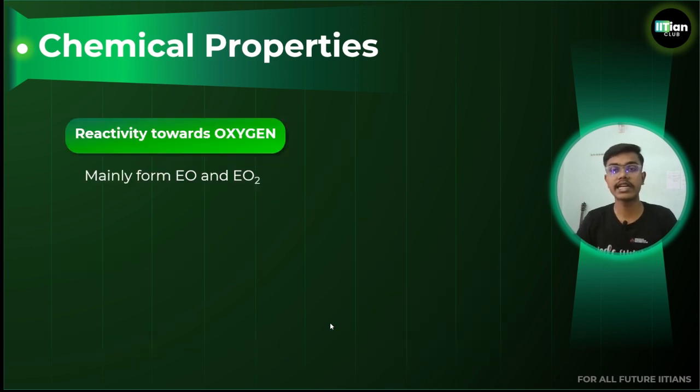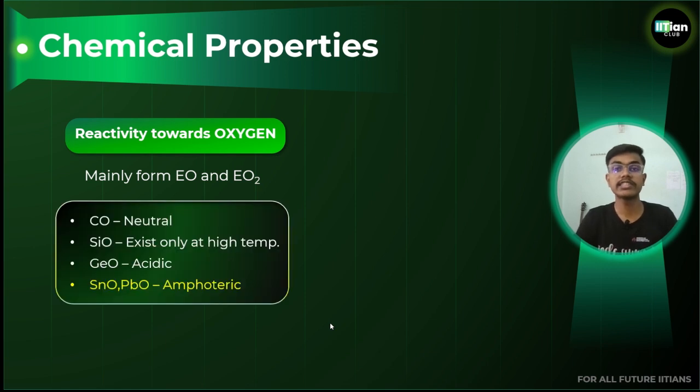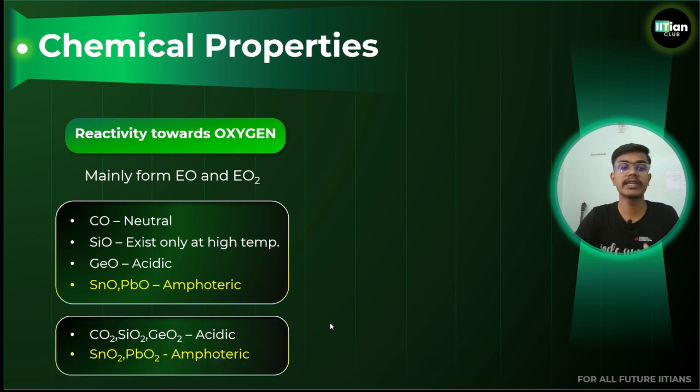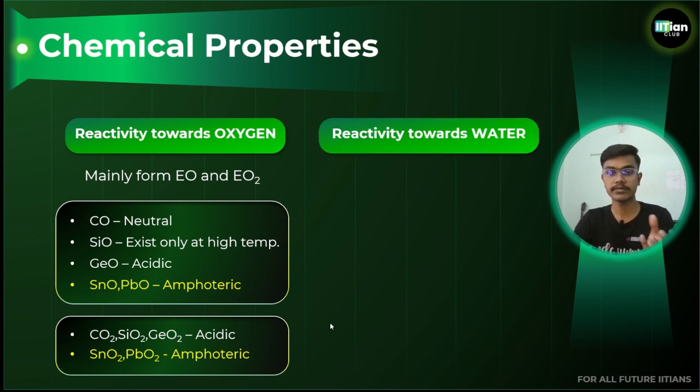Next, we see the reactivity towards oxygen. It mainly forms monooxides and dioxides. In this, you have to note the nature of these oxides. Carbon monoxide is neutral, and silicon monoxide exists only at higher temperatures. Germanium monoxide is acidic, and tin and lead monooxides are amphoteric. Speaking about the dioxides, carbon, silicon, germanium are acidic, and tin and lead are amphoteric. For tin and lead, it is amphoteric in both cases.